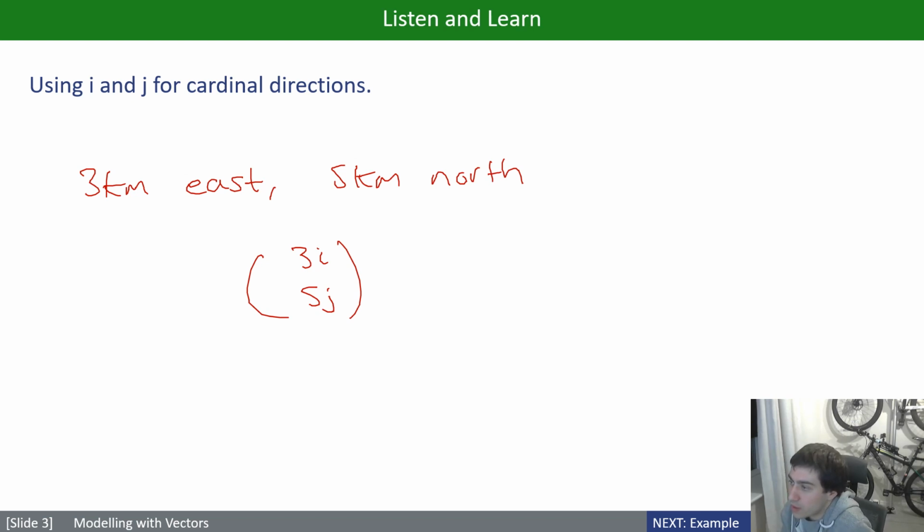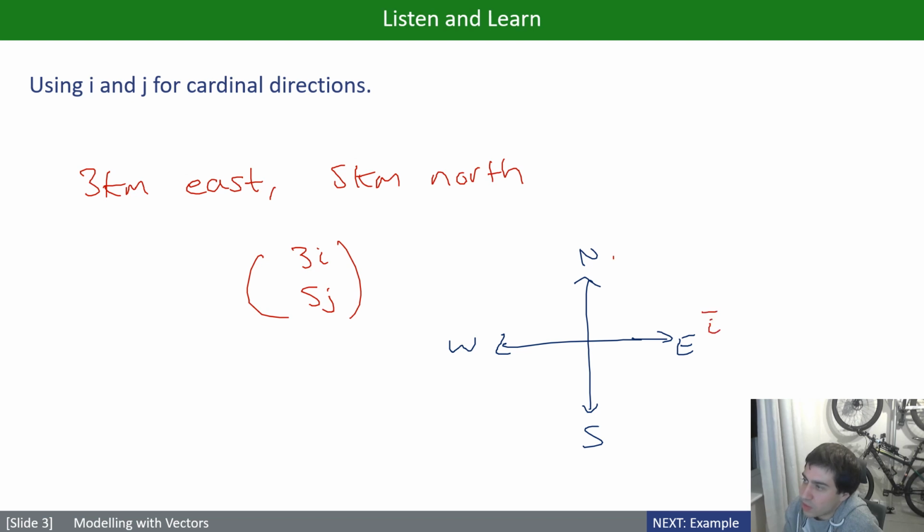So to just clarify then, what you've effectively got is that you can interpret north, east, south and west as the following. East is going to be i, north is going to be j, south is going to be minus j, and then west is going to be minus i, multiplied by however far it is. So if I was southwest, for instance, then I'd have equal quantities of minus i and minus j, right? So that's just how you interpret cardinal directions. Shouldn't be too confusing.